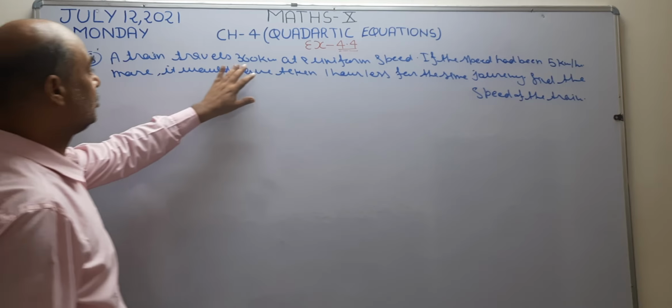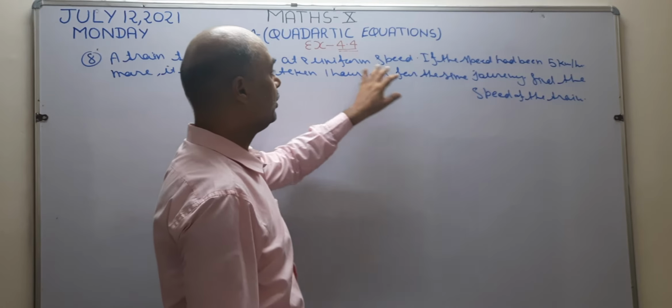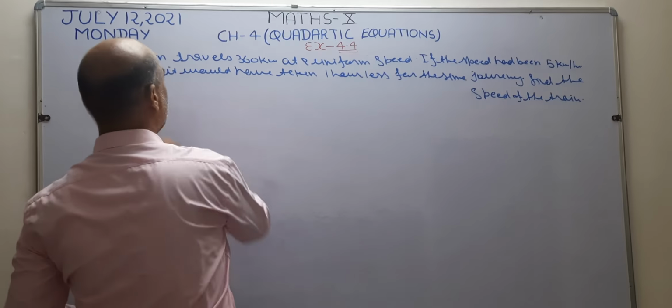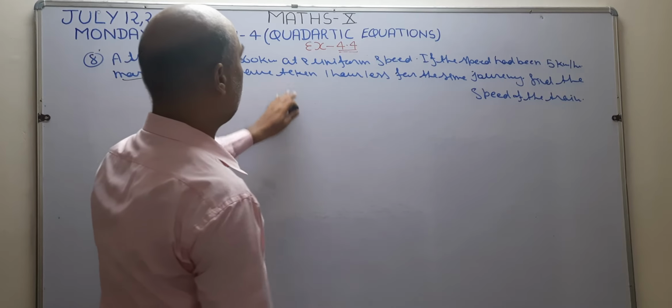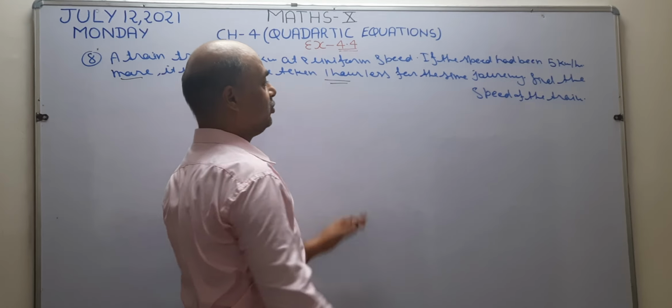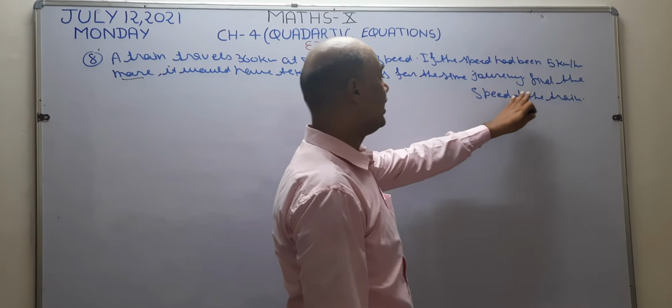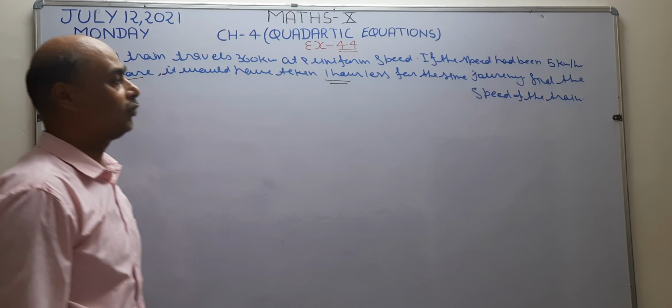A train travels 360 km at a uniform speed. If the speed had been 5 km more, it means we are going to increase the speed. Then the time is going to automatically be less than the usual time the train is going to take. Find the speed of the train. In this question, we have to find the speed of the train.